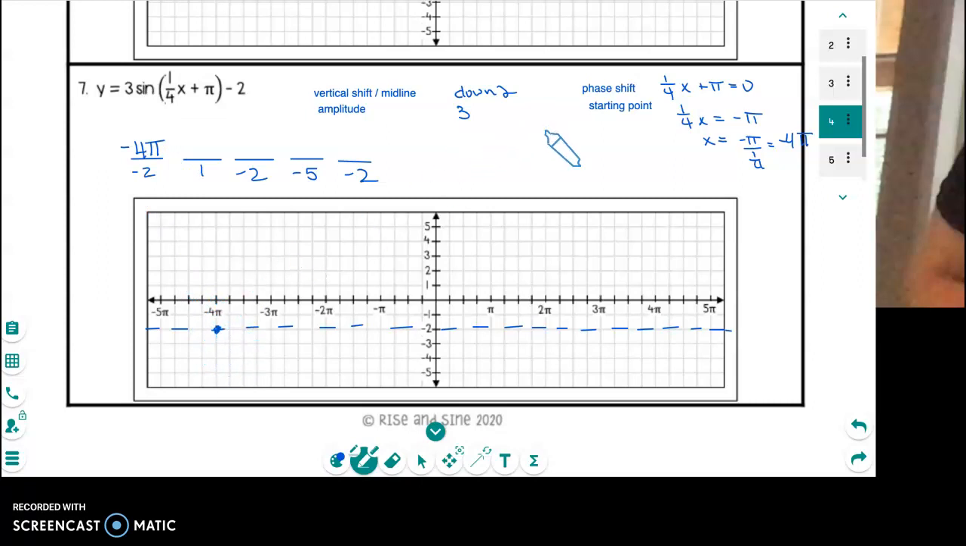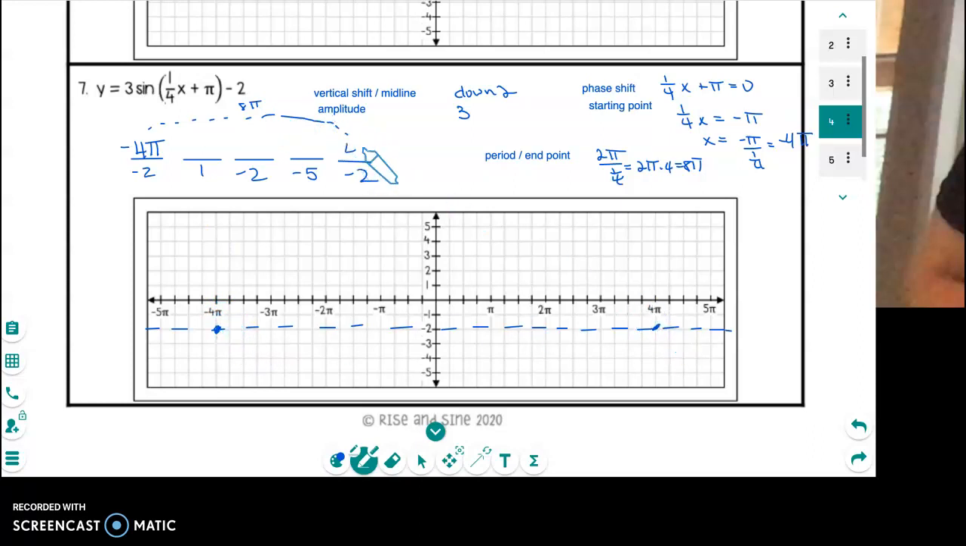And then the last thing that's helpful to know is the period, because that's going to tell us the ending point. The period we're going to find by doing 2 pi divided by 1/4, which is 2 pi times 4, which is 8 pi. So we need to start at negative 4 pi, and we need to go a total of 8 pi. From here, 8 pi is going to take us all the way over here to finish at positive 4 pi.